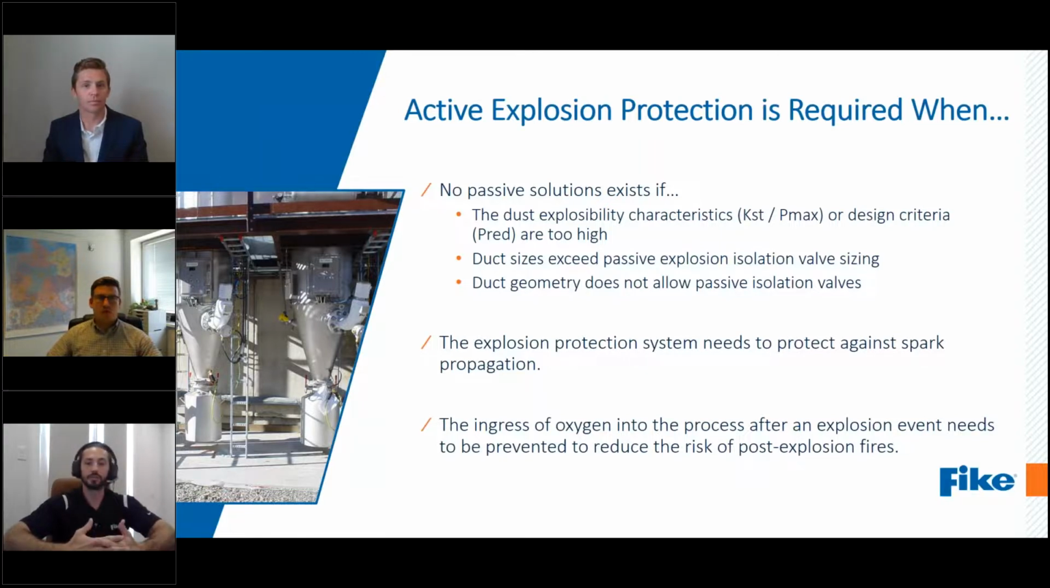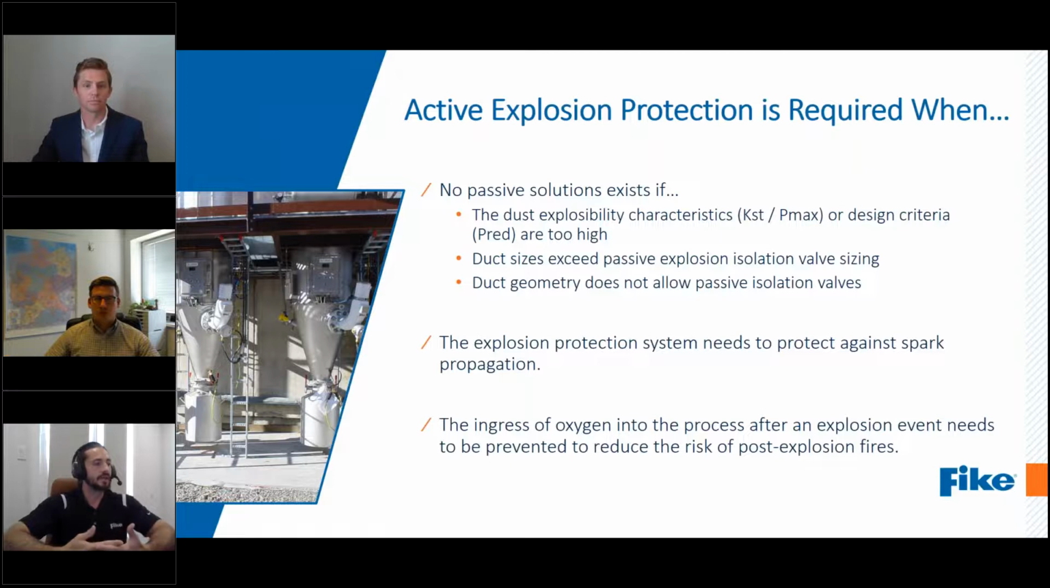And then also duct geometry. If it's a rectangular duct, that doesn't bode well for a passive system, but chemical isolation can be a solution there as well. Explosion protection systems are also needed to protect against spark propagation. A passive system is usually not going to save you for spark detection, but as Giannis had mentioned, active systems can be more our friend for any kind of spark propagation and extinguishment.